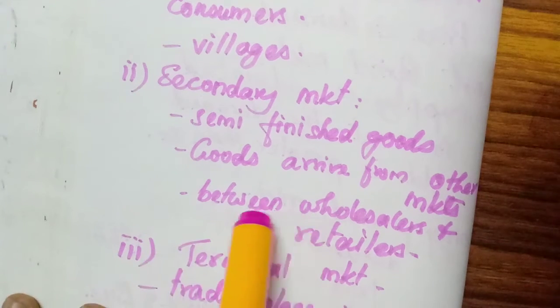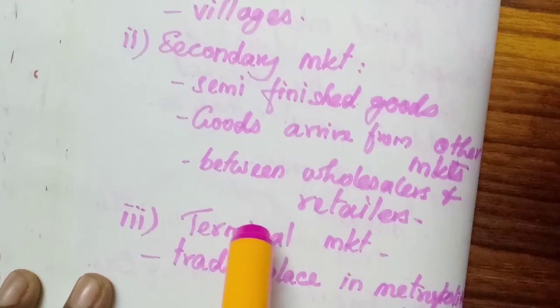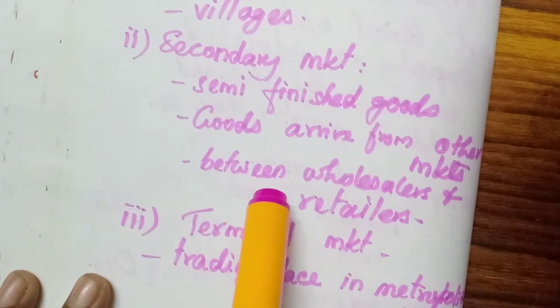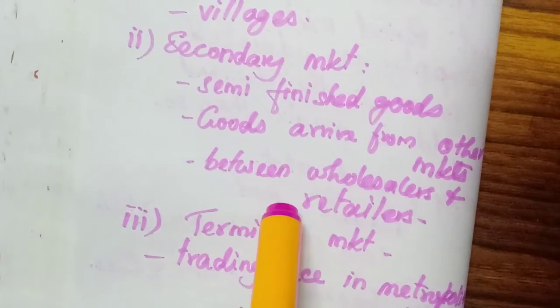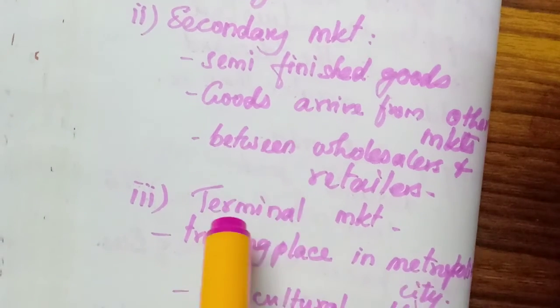Okay, who is dealing with that purchase and sale? The wholesalers and the retailers. They will purchase and sell. Okay, in the secondary market.